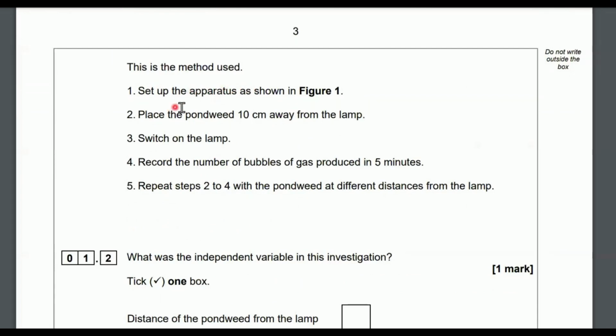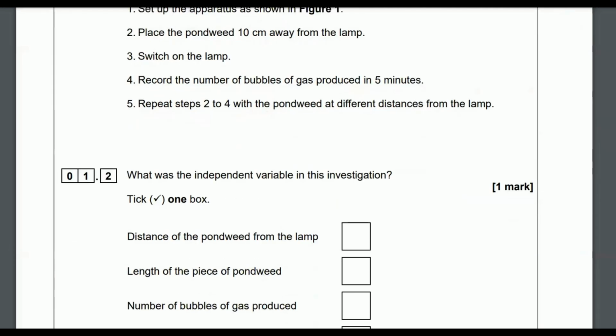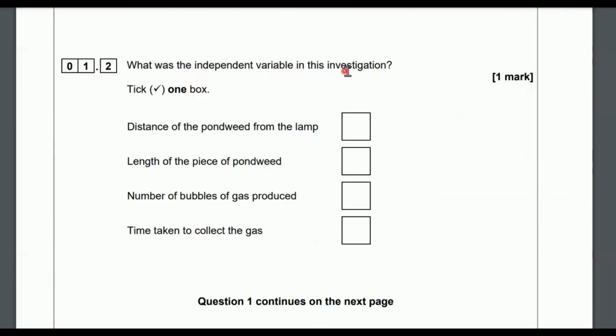This is the method used. Set up the apparatus as shown in figure 1. Place the pondweed 10 centimeters away from the lamp. Switch on the lamp. Record the number of bubbles of gas produced in 5 minutes. Repeat steps 2 to 4 with pondweed at different distances from the lamp. So we can tell what our independent variable is. What was the independent variable in this investigation? Tick 1 box, 1 mark.